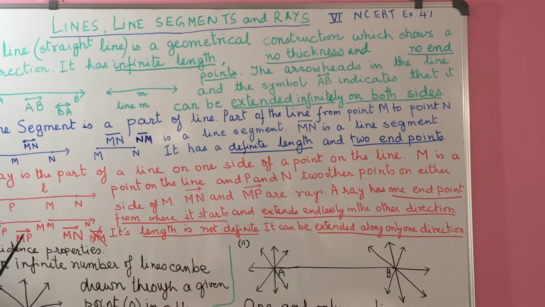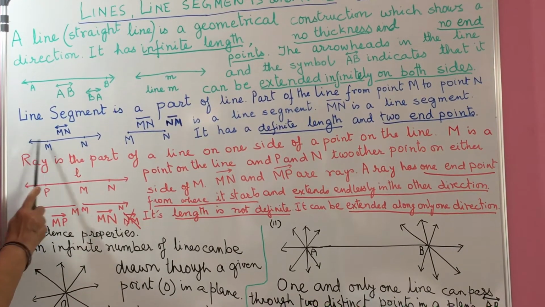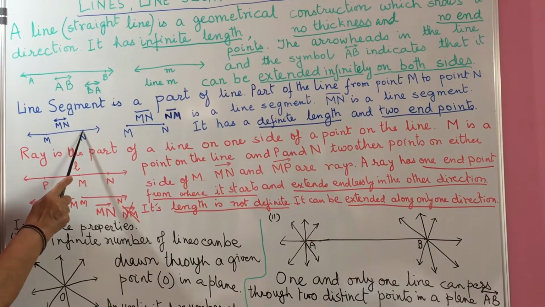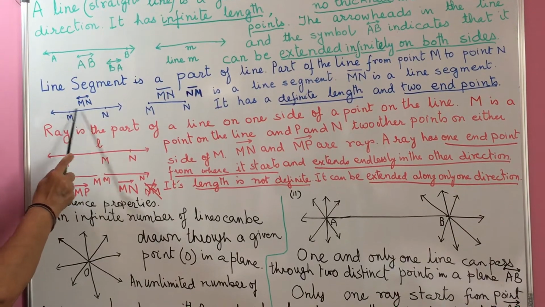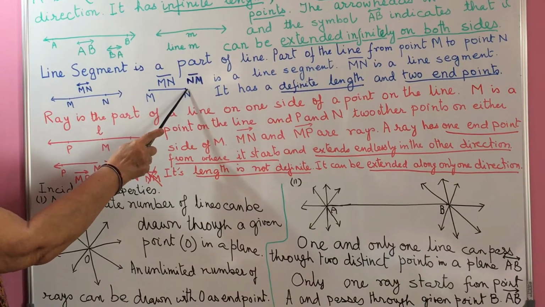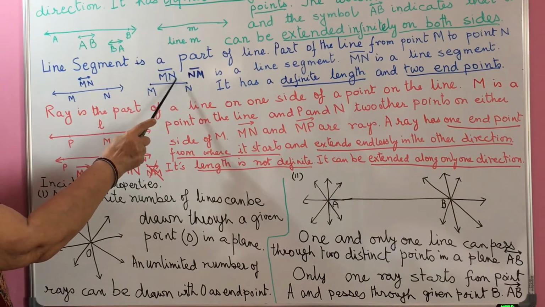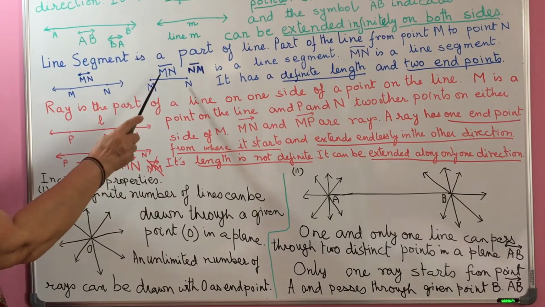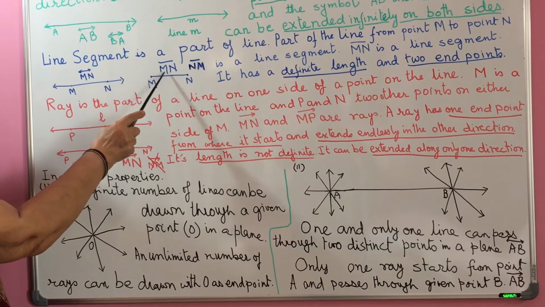Line segment is a part of a line. Here I have a line MN. I choose 2 points M and N on the line. Now if I only look at this portion of the line, then M is one endpoint and N is another endpoint. I can write it as a symbol MN with a line over it. No arrowheads. This denotes a line segment and this is the symbol for a line segment.